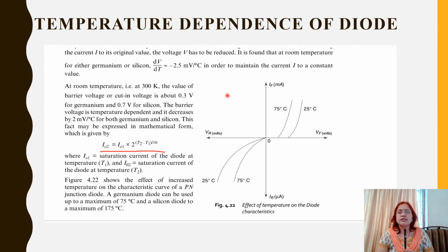Now this diagram shows the VI characteristic with the change in temperature. Here you can see the effect of increase in the temperature on the characteristic curve of PN junction diode. The germanium diode can be used up to maximum of 75 degrees Celsius and silicon diode up to a maximum value of 175 degrees Celsius. So you can say that silicon is less temperature dependent and germanium is more temperature dependent. Therefore, in all commercial applications, we prefer silicon as the semiconductor material over the germanium.